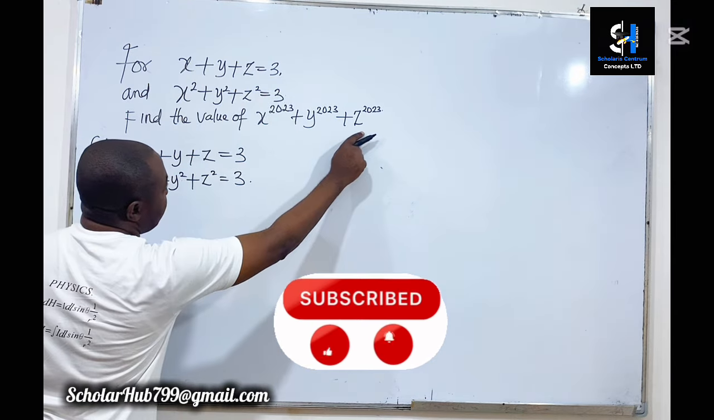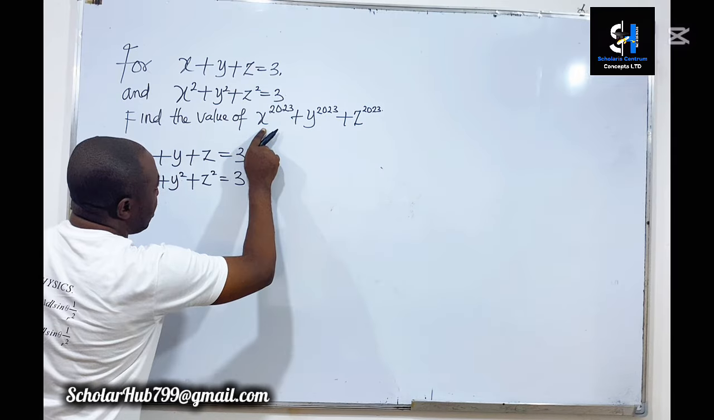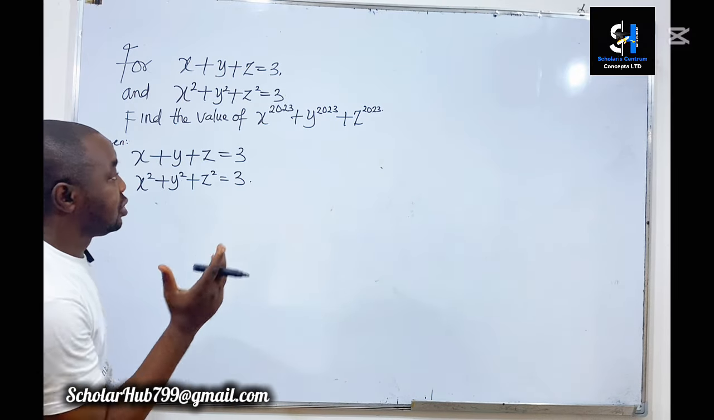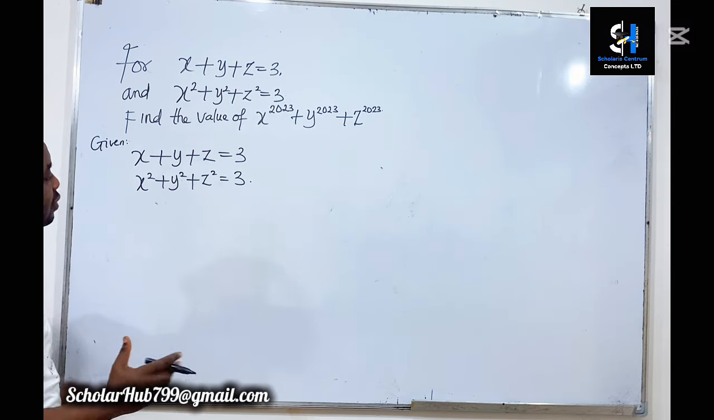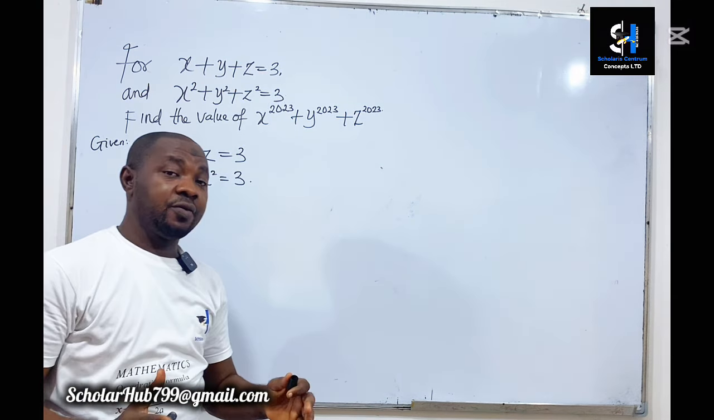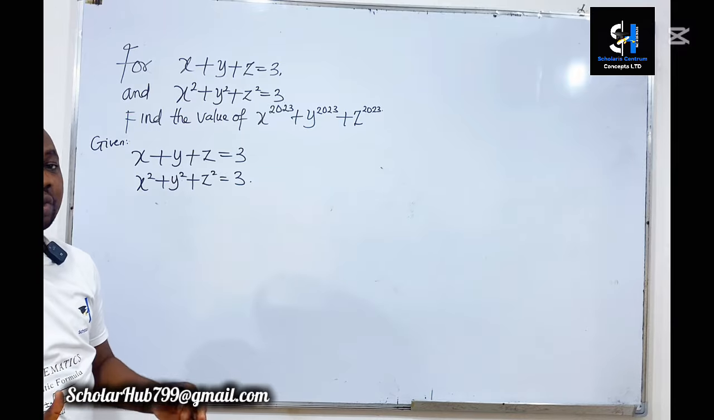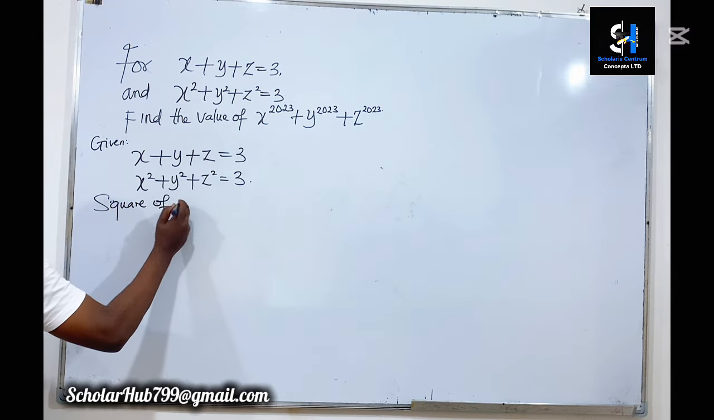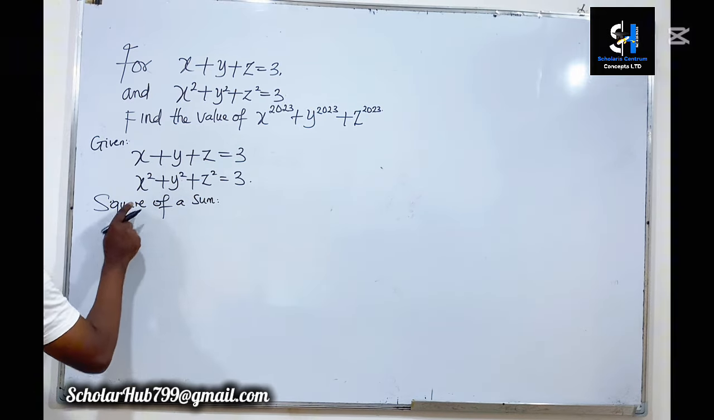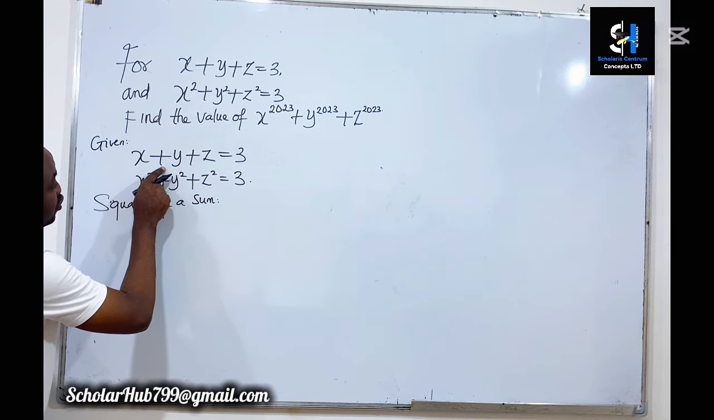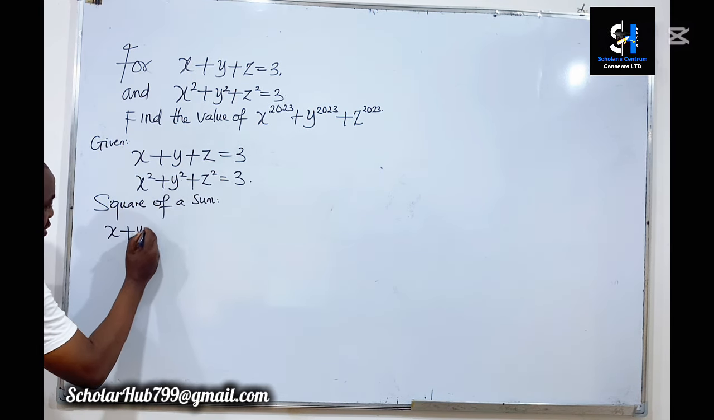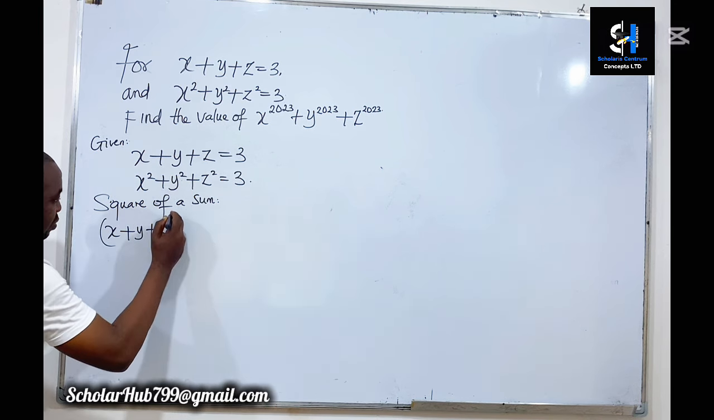And we want to evaluate x raised to the power of 2023 plus y raised to the power of 2023 plus z raised to the power of 2023. Now, the first thing we need to do is to recognize one of the algebraic identities known as the square of a sum. So let's use the square of a sum. In this case, we have the square of x plus y plus z.